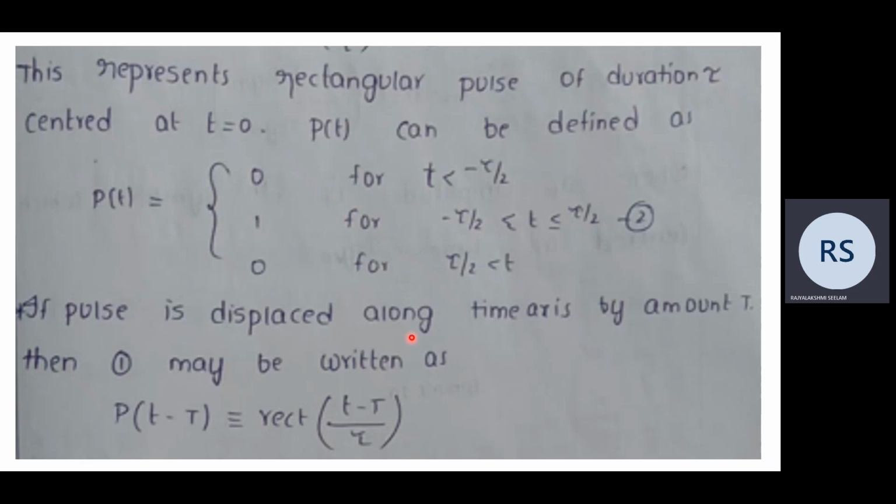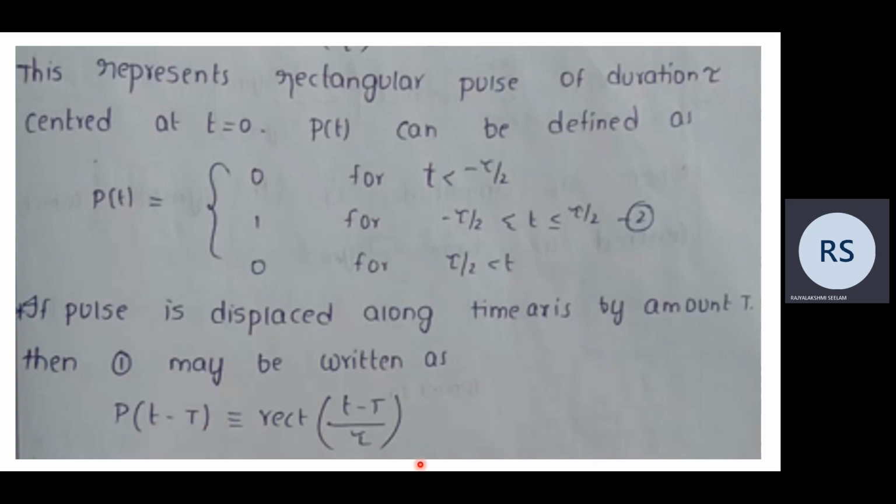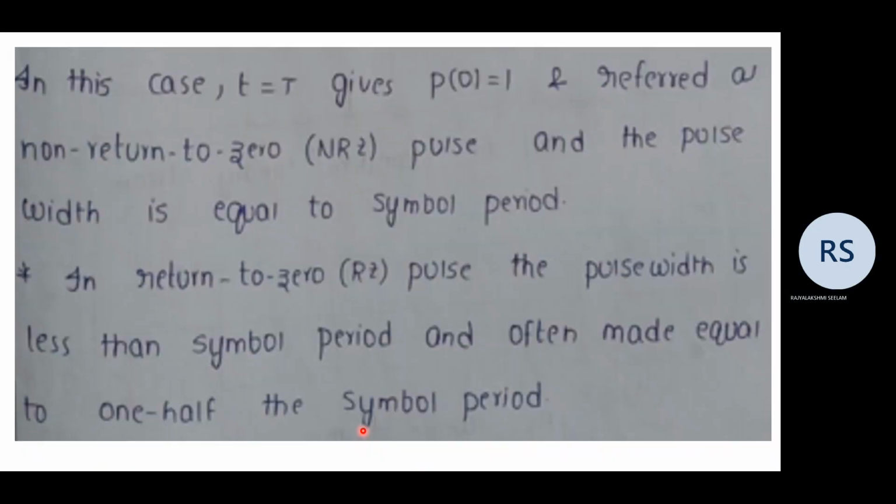If the pulse is displaced along the time axis by the amount T, then equation 1 may be written as p of t minus T equals rect of (t minus T) by tau. Simply, we have replaced t here with t minus capital T.